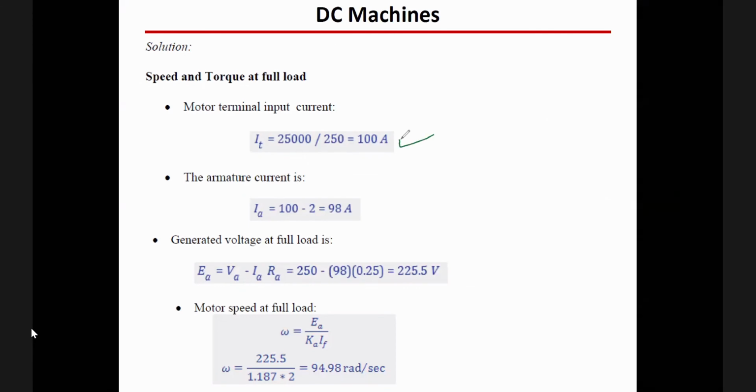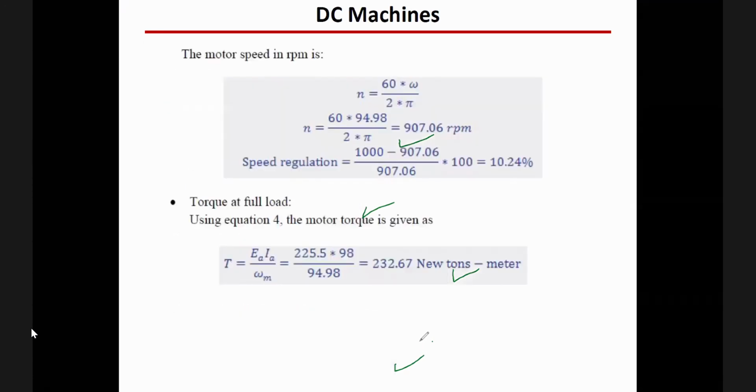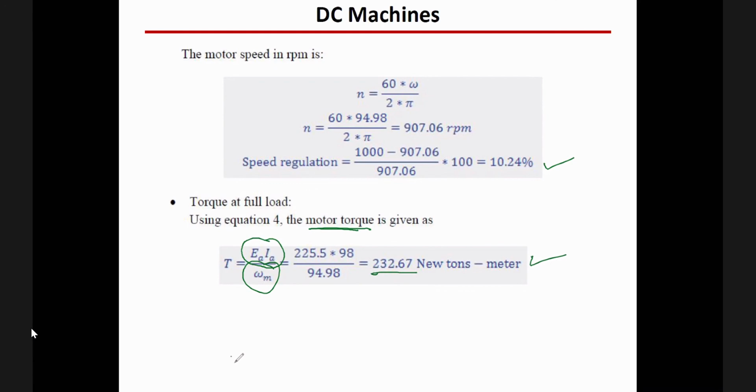So this is the terminal current or line current, and this is IA, which is less than, of course, 250. And this is the speed at full load, 94.98. And now we can get the speed regulation, which is now 10.24%. So it means that the speed is changing 10% from full load to no load condition. And this is the question here: find the torque at full load. Since we know IA and omega M, we can find the torque, which is 23267. Okay?